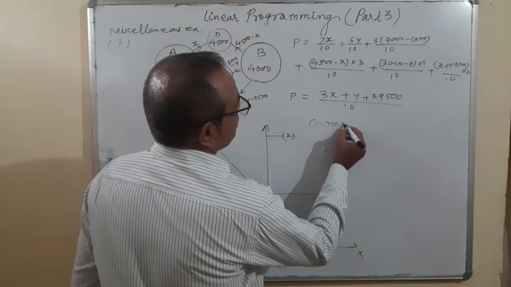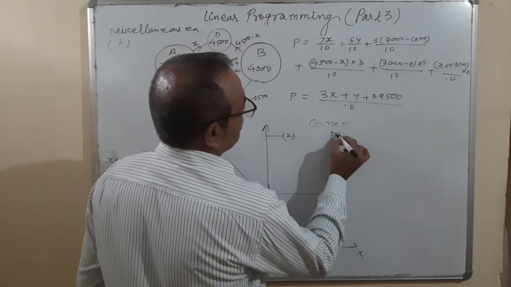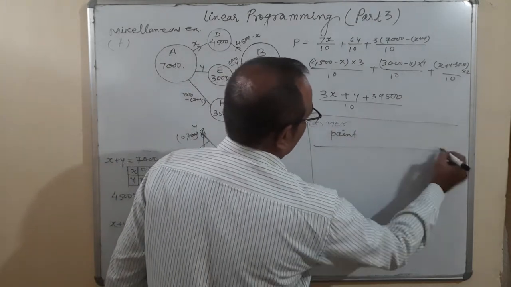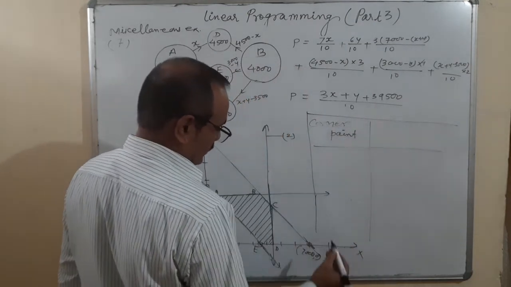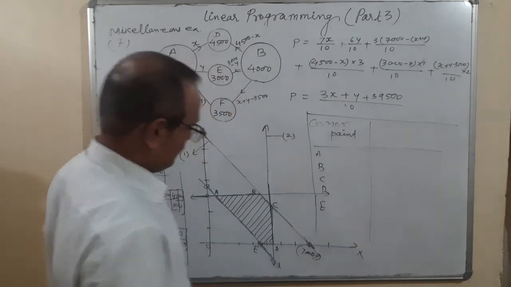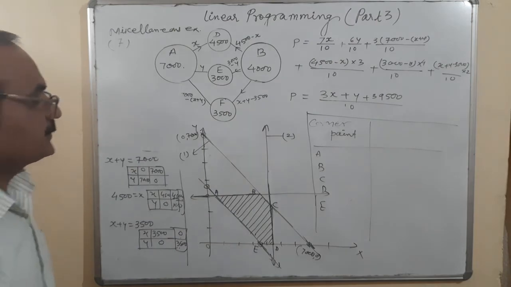Corner points. Corner points A, B, C, D, E. A, B, C, D, E corner points. Okay.